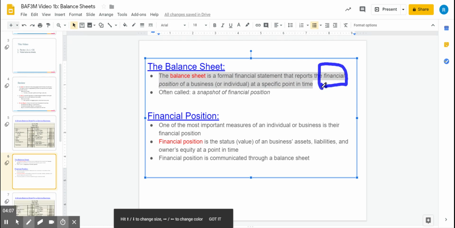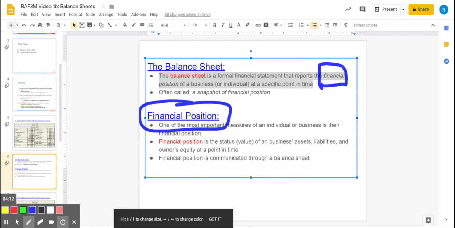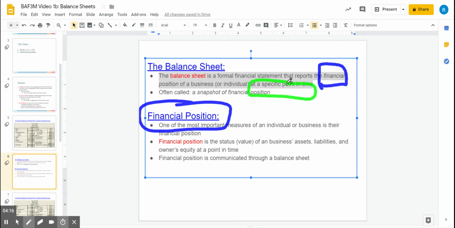First, it's financial position. I'll actually circle it here. And the second very important part of this is that a balance sheet is at a specific point in time. So think about what a balance sheet is. A balance sheet lists a company's assets.